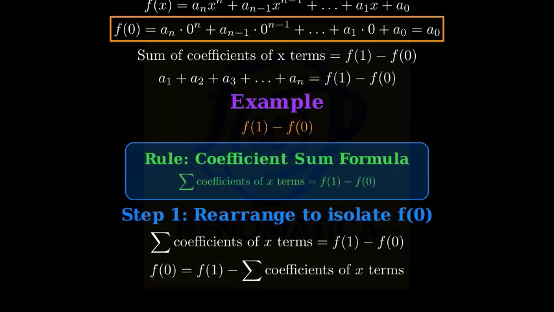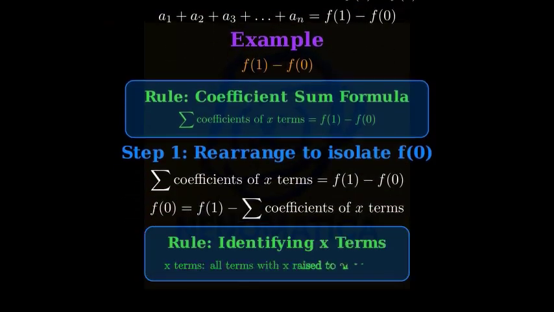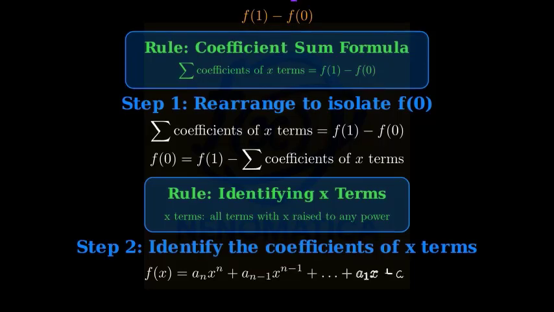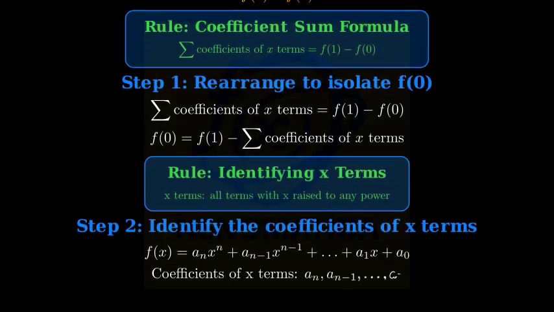Let's understand what the sum of coefficients of x terms means. In a polynomial, f of x equals a sub n times x to the power of n plus a sub n minus 1 times x to the power of n minus 1 plus ... plus a sub 1 times x plus a sub 0. The coefficients of x terms are all coefficients except a sub 0, which is the constant term. Let's figure out how to calculate the sum of these coefficients.